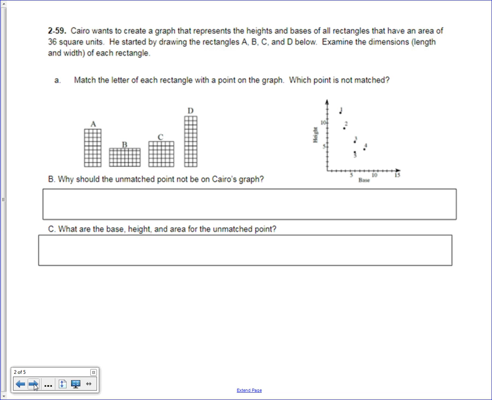So first thing I did was count how many were in each one of these pictures. So this is base is 4, height is 1, 2, 3, 4, 5, 6, 7, 8, 9. B base is 1, 2, 3, 4, 5, 6, 7, 8. And height is 4.5. C is a 6 by 6, and D is 3 by 1, 2, 3, 4, 5, 6, 7, 8, 9, 10, 11, 12, so 12. So then on the graph, I know that this is 3, 12, so this is D.